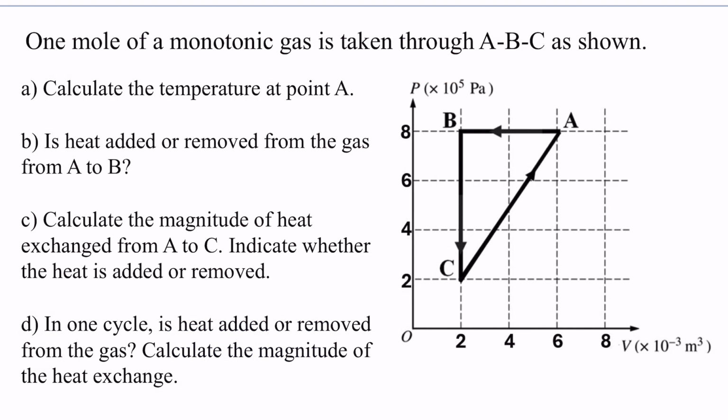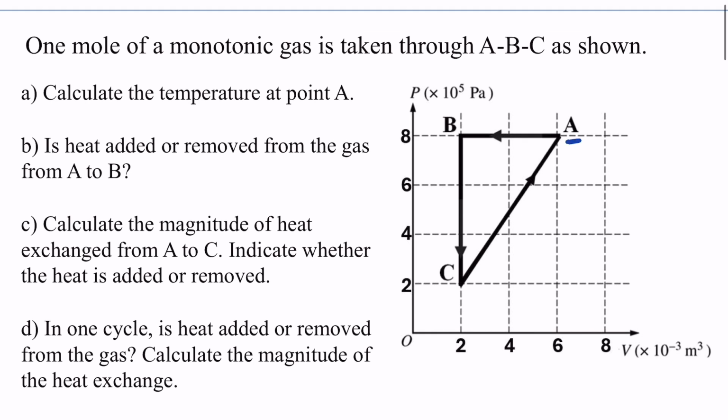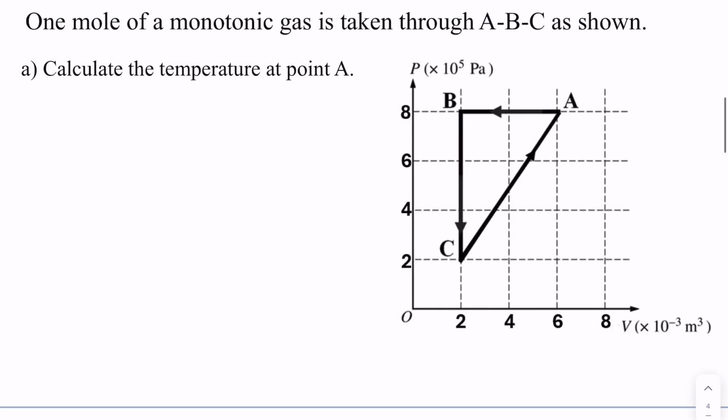The second question deals with another thermodynamic process. In this case, there's numerical values given for the PV diagram for a process where a gas goes from state A to state B to state C, back to state A. The first question asks to calculate the temperature at state A, shown on the graph.